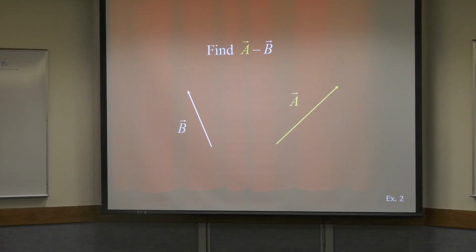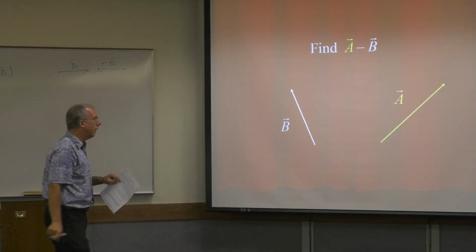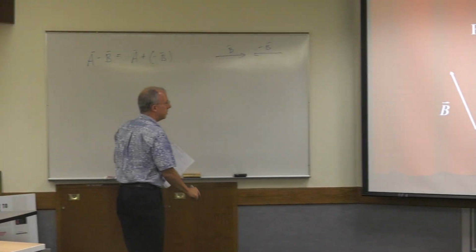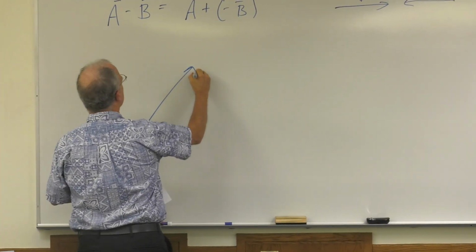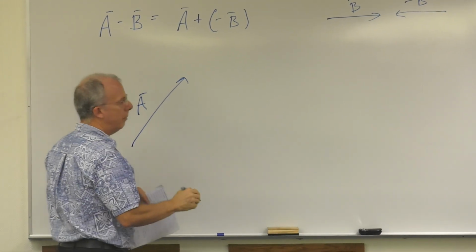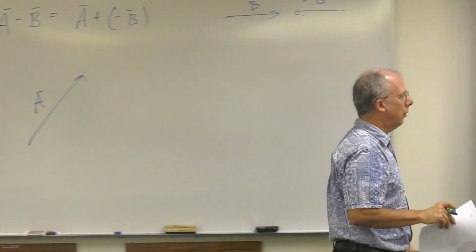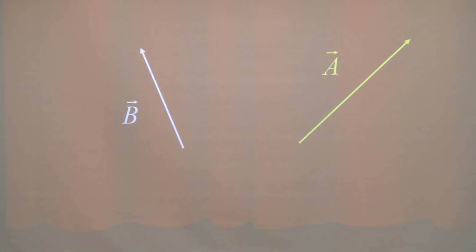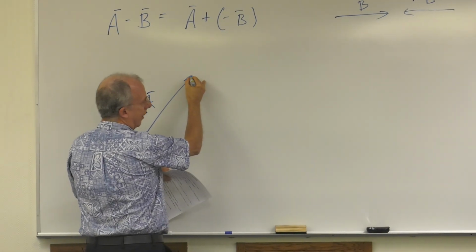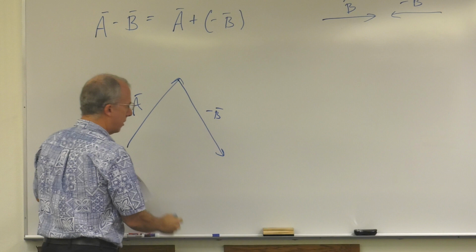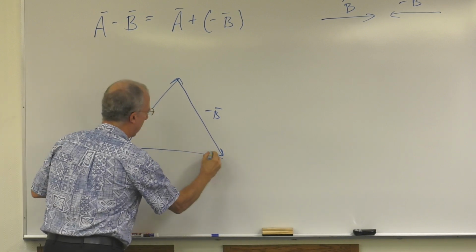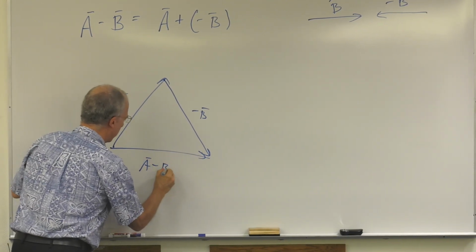All right, so I assume that you've done it on your own. So let's do it. So we have A is something like this. B, same magnitude, just points down. So there's minus B. And then just like before, beginning to the end, A minus B.